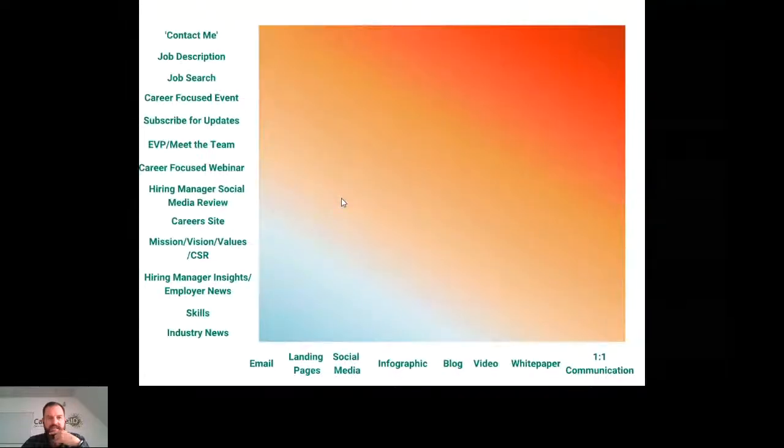And then in order to really make sense of who's cold, who's warm, who's hire ready, we want to score those interactions. Down at the bottom, you can see channels and formats. If somebody opens an email, for example, we would score that low. Whereas if they're looking at a blog or a video or something like that, we would score that much higher. Down the left-hand side, these are content subjects. If somebody's looking at industry news or skills, we would score that quite low. Whereas if they look at your career-focused event, job search, or job description, we would score that much higher. So it's a logical scoring model.